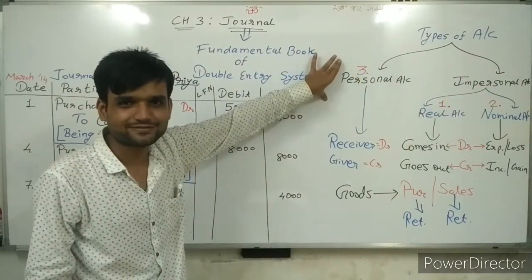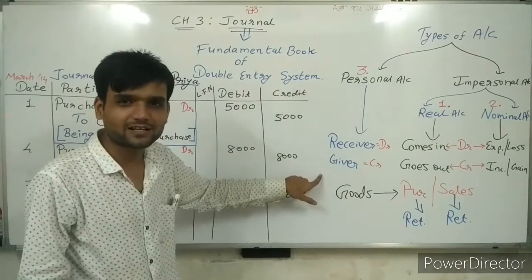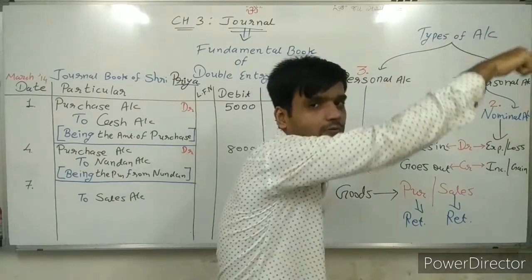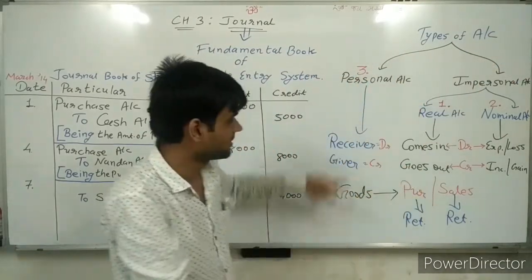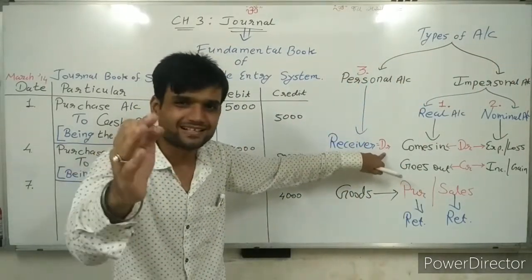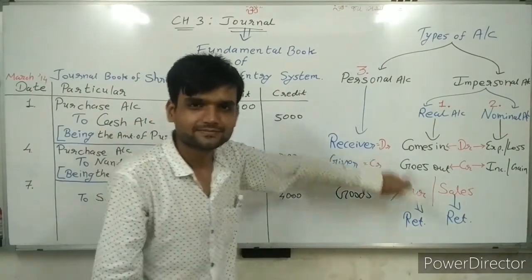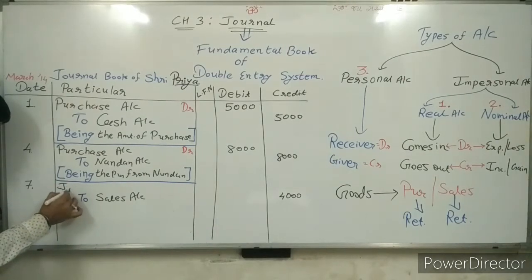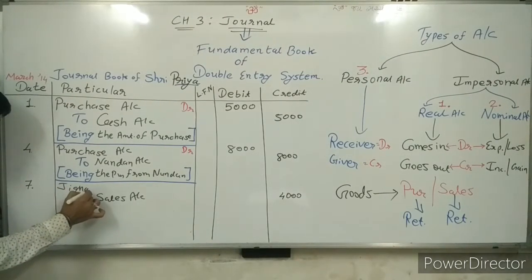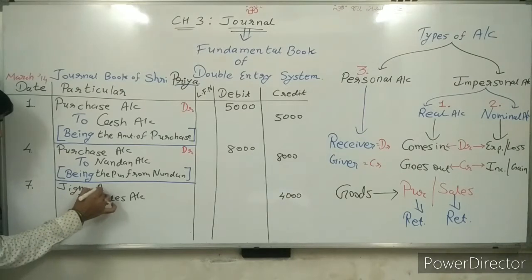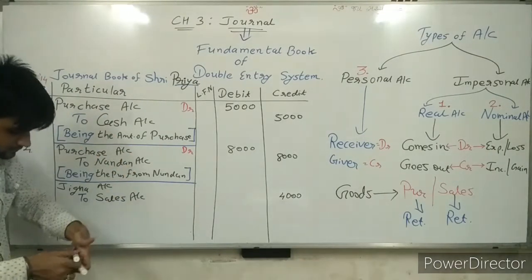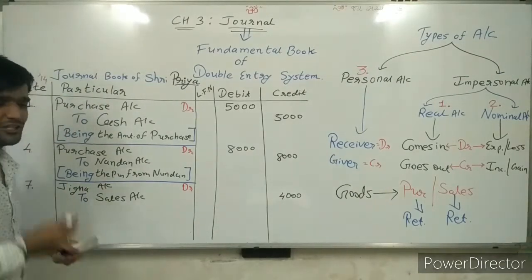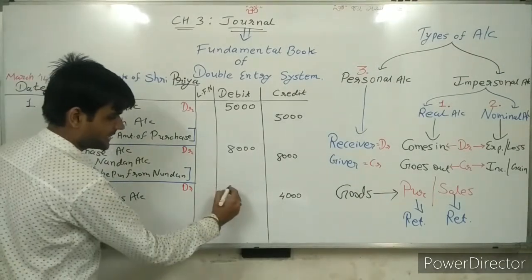Personal account. Receiver or giver? Think. I am selling goods. Somebody is receiver. Here Jigna is receiver. Receiver means debit. So I can write here Jigna account debit. Shall we know the amount is 4,000 rupees? So write down 4,000.